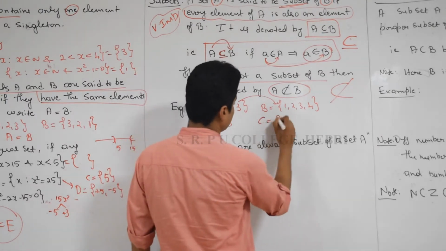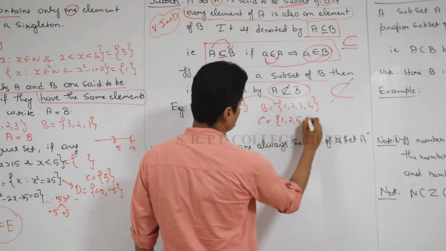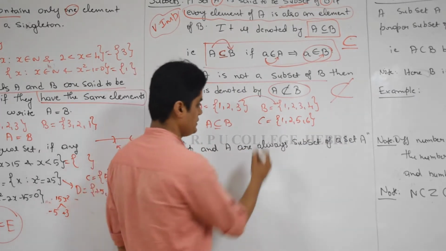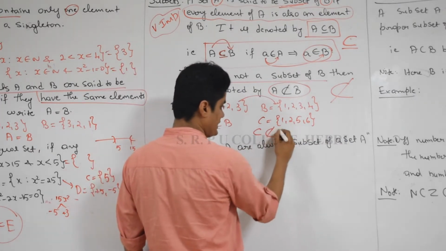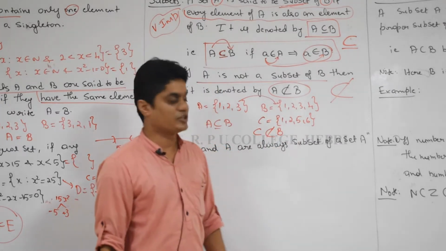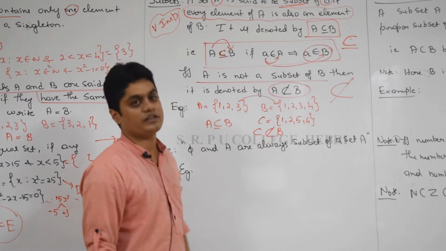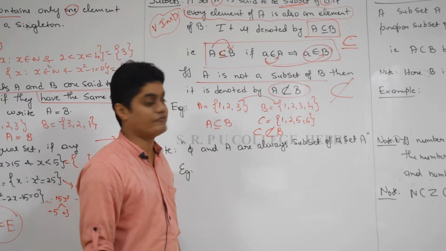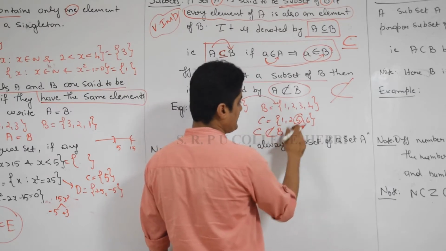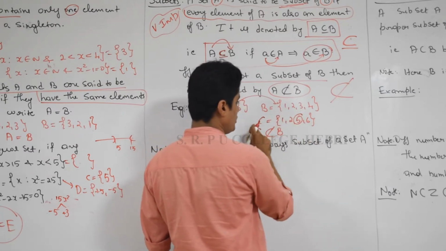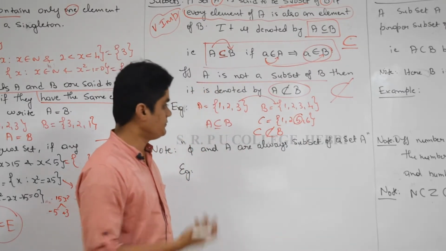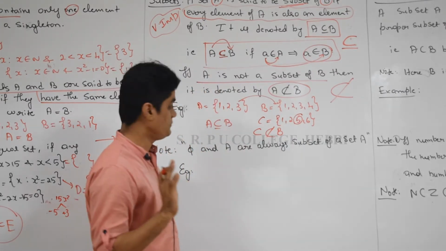Suppose I take C like this, {1, 2, 5, 6}. Is C a subset of B? Definitely no. Why is C not a subset of B? You will get some elements in C which are not in B. For example, 5 belongs to C, but 5 does not belong to B. 6 belongs to C, 6 does not belong to B. So definitely C is not a subset of B. Remember that.